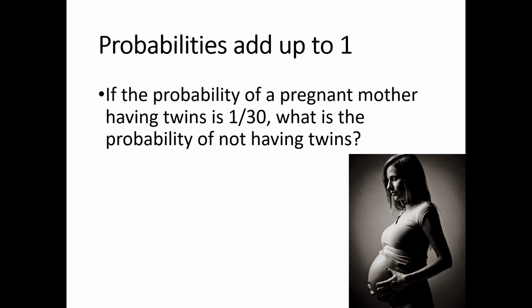If the probability of a pregnant mother having twins is 1 in 30, what's the probability of not having twins? Again, pause the video until you've got the answer. 1 take away 1/30 is the same as 30/30 take away 1/30. So that makes 29/30. The chance of not having twins is 29 out of 30 if you're pregnant.